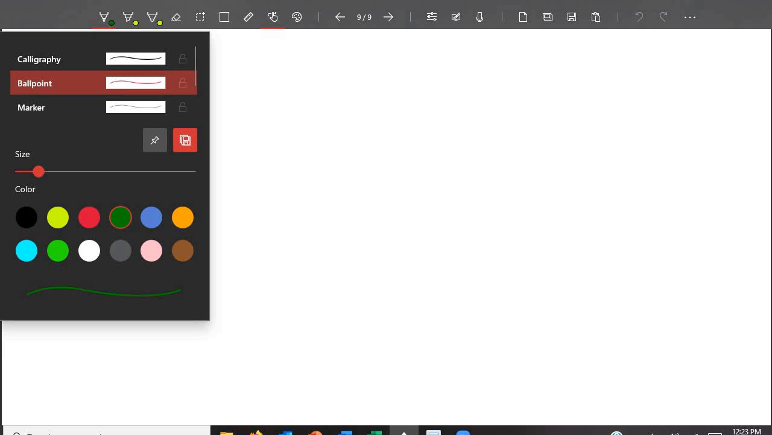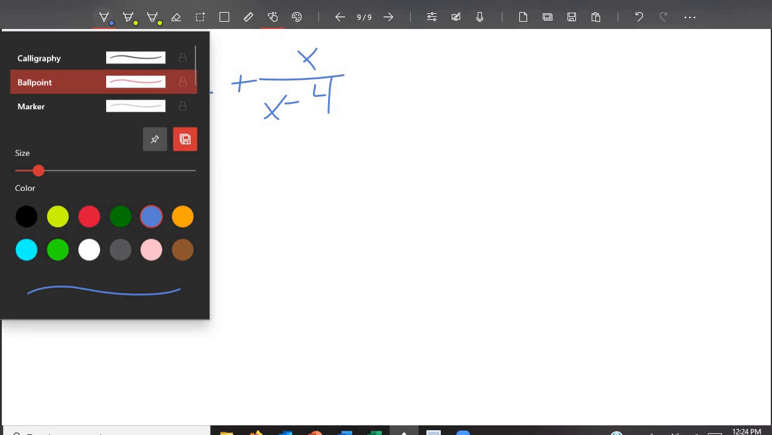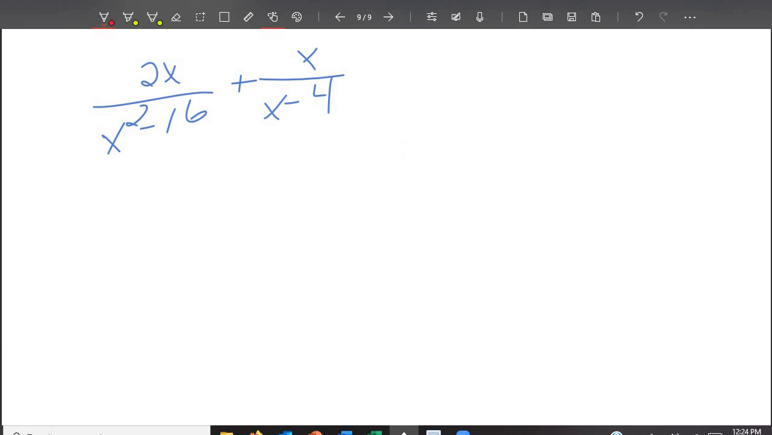Now, let's do some where we have to factor our denominators. Let's say we have 2x over x squared minus 16, plus x over x minus 4. Now, you've always got to check to see if you can factor, especially if it's a binomial or a trinomial. This is a difference of 2 squares. The second one I can't factor.